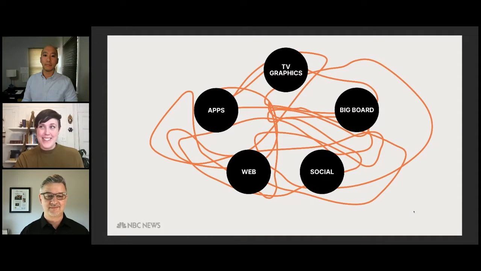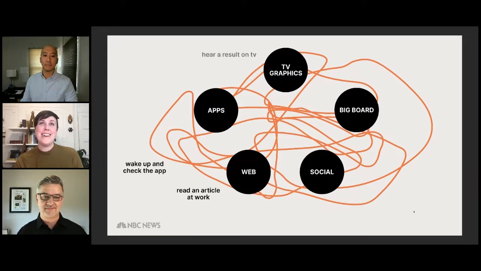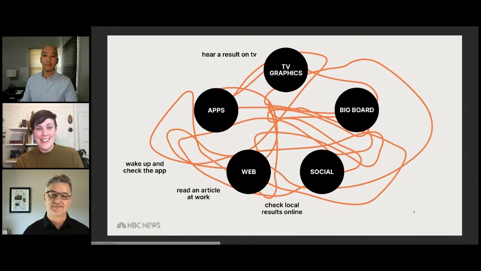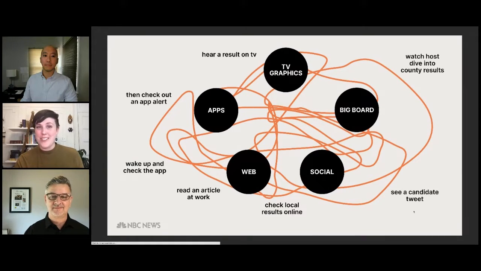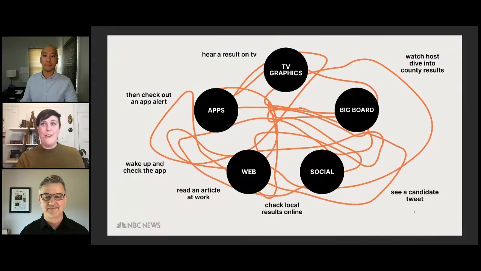It actually looks more like this, right? You might wake up and check the app, read an article at work, hear results on TV. And by election night, when results are rolling in, you may be doing all of this at once. So we knew to give a clear and consistent picture to our audience of the election, we need to collaborate across platforms like never before.